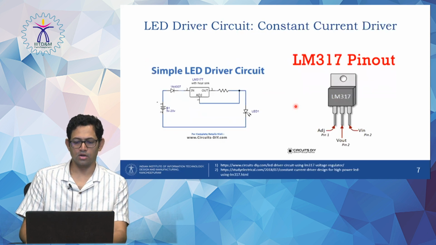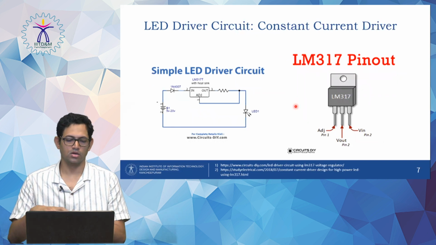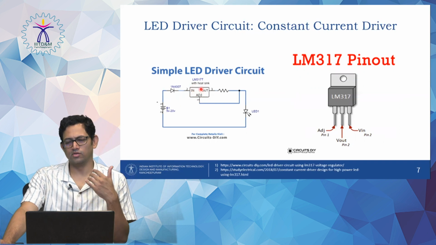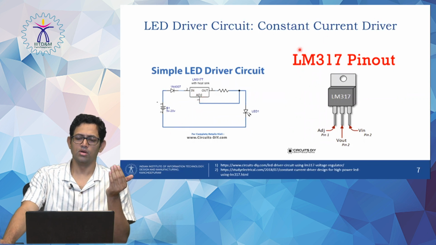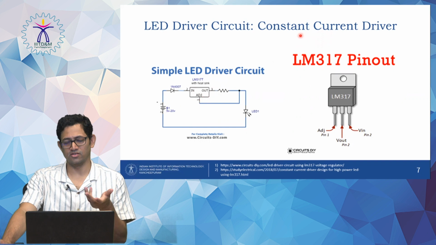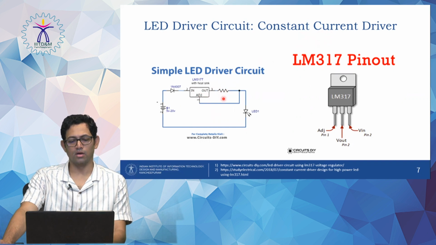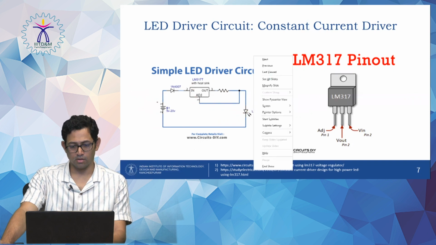Okay. Now you want to drive your light emitting diode. So how do you drive that light emitting diode? One of the simplest ways is to use the LM317. It is a constant voltage driver. You can use it to make it a constant current driver as well. Okay. So if you use a particular resistance over here, you can actually make sure that the current through the LED is a function of the resistance.